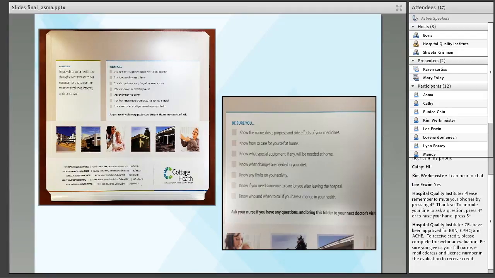So this is a better look at the back of the folder. As you can see, we have a blow up of the checklist. So these are the things that I think previously in other webinars that Karen had discussed. Having a checklist is really powerful, not only for the patient and their caregivers, but also for us as providers to be able to just say, let's go on that checklist.